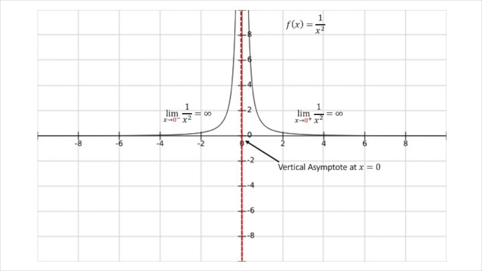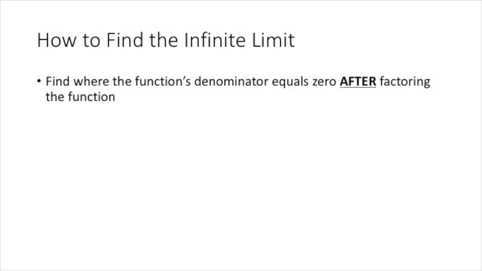So we can see that when we're finding vertical asymptotes, we should check the behavior of my function on both sides. To do this, I'm going to have to use one-sided limits. Let's take a look at how. The first thing I want to do is find out what x value makes my function's denominator equal to 0 after I've factored the function as much as I can.